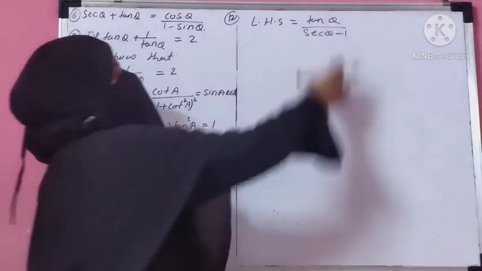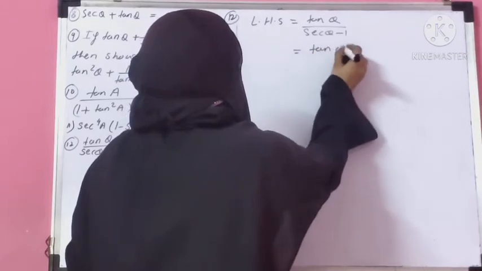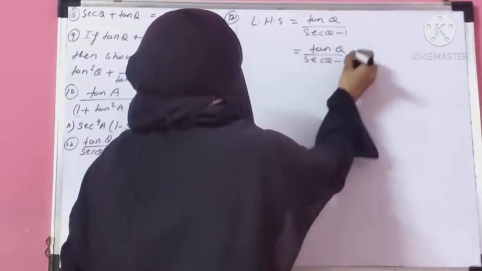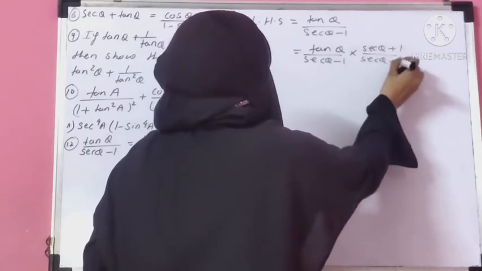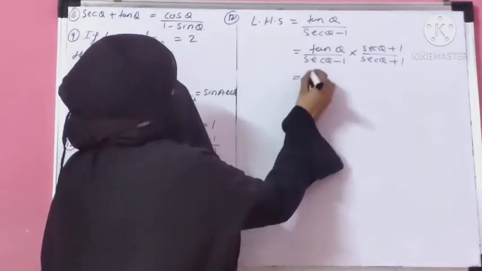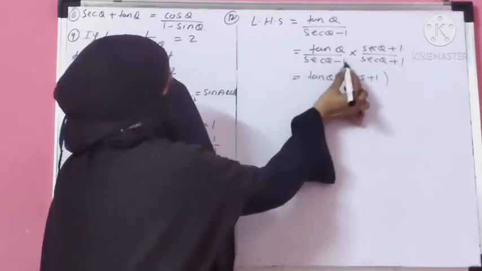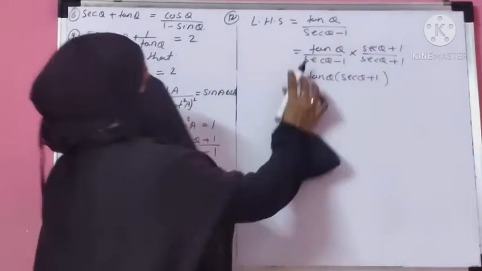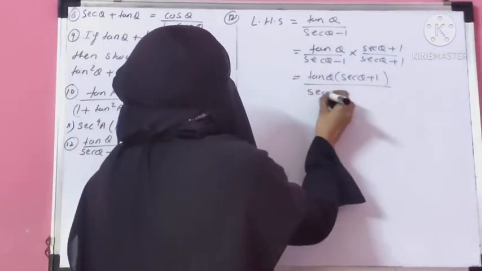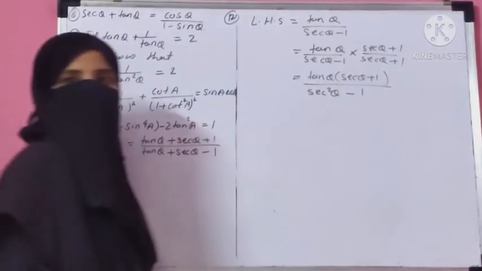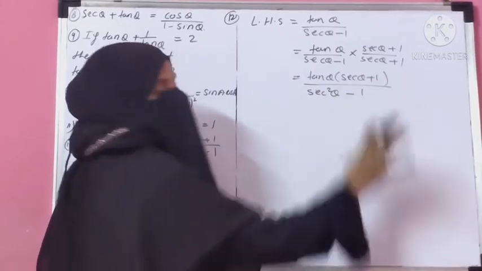Now multiply numerator and denominator by sec theta plus 1. So tan theta upon sec theta minus 1, multiplied by sec theta plus 1 upon sec theta plus 1. Now your numerator is tan theta times (sec theta plus 1), and the denominator is (sec theta minus 1)(sec theta plus 1). That means (a minus b)(a plus b) is a square minus b square, that is sec square theta minus 1 square, which is 1. So you get tan theta (sec theta plus 1) upon sec square theta minus 1.